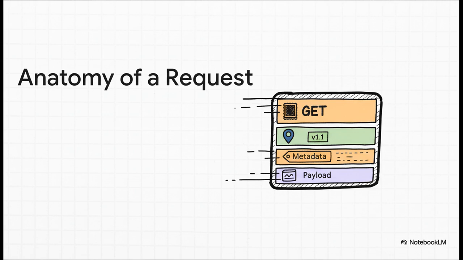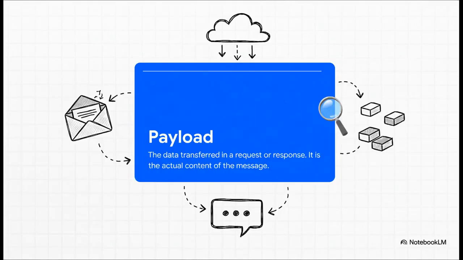Then you have the URI, which is just the specific address for what you want. You've also got the HTTP version, the request header, which has important little details, and finally, the request body. That's where you put the actual data you're sending. And that data inside the request body has a specific name. It's called the payload. But don't let the name throw you. Simply put, the payload is just the content of the message. If you're posting a comment, the actual text of that comment is the payload.